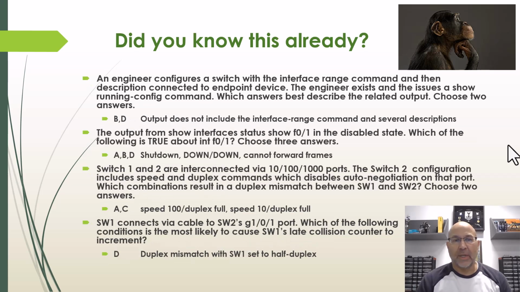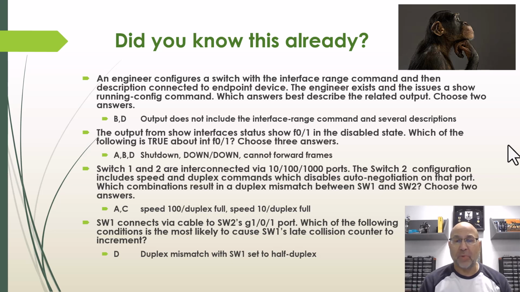An engineer configures a switch with the interface range command and then a description, connected to the endpoint device. So that's actually a command: description connected to an endpoint device. The engineer exits and issues a show running-config command. Which answers best describe the related output? Choose two. Well, the interface range command is not part of the output, so that was one of them. And the other thing is that when you do an interface range command, it goes for a whole bunch of ports, and then if you do a description, it'll be applied to all of those. So that was the answer there.